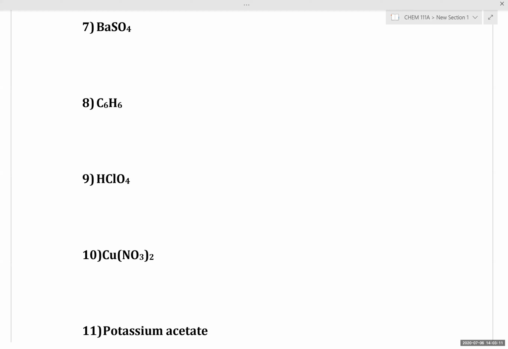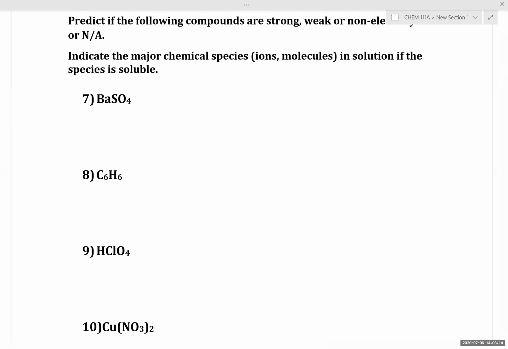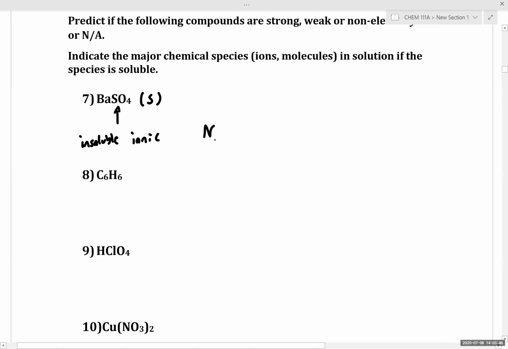Okay, so let's discuss this example. First and foremost, barium sulfate. What type of species is barium sulfate? Is it ionic or covalent? It's ionic, okay. Is it a soluble or insoluble ionic compound? It's insoluble, exactly right. Sulfate salts of barium are insoluble, so we get a solid symbol. We have no dissolved species in solution. Barium sulfate is just an insoluble precipitate.